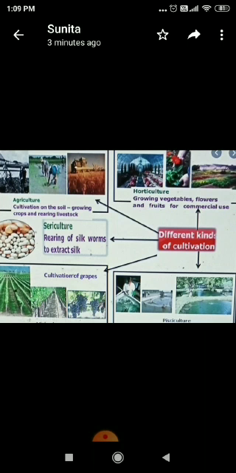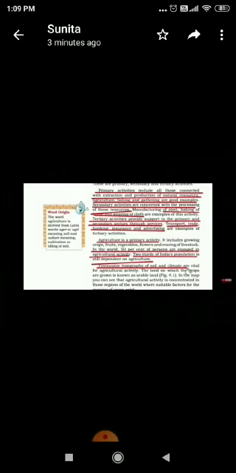Then, what are the different types of cultivation? You can easily see in the picture. Agriculture was from the beginning the key development in the rise of sedentary human civilization, because of roti, kapda, and makan. And from where do we get this roti? Yes, obviously, because of agriculture. And this is done by farmers.